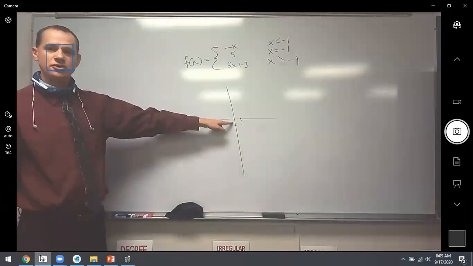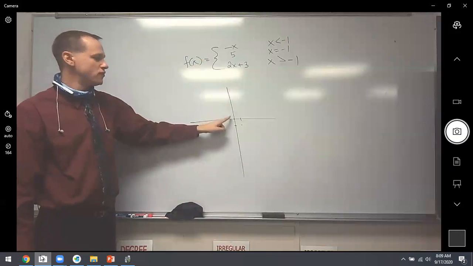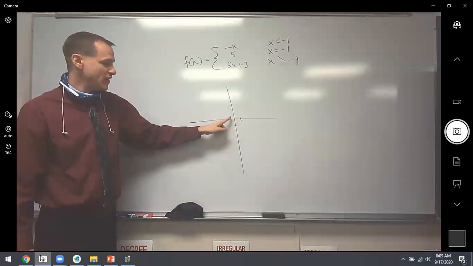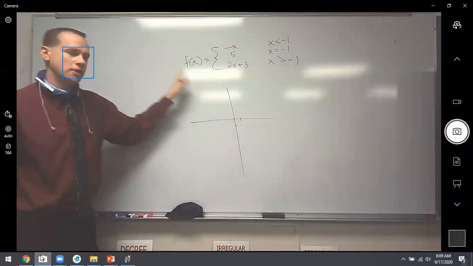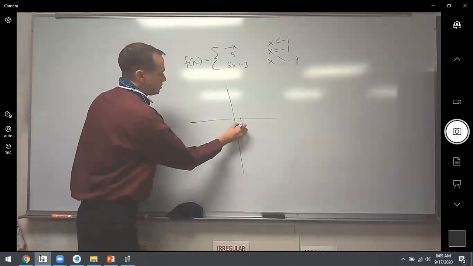So it crosses the origin, right? Slope is -1, so if I go over 1, I should go down 1. And if I connect them, you can just kind of see in your mind there's going to be a graph right here, correct? Okay. Now, I'm just going to do a dash line.